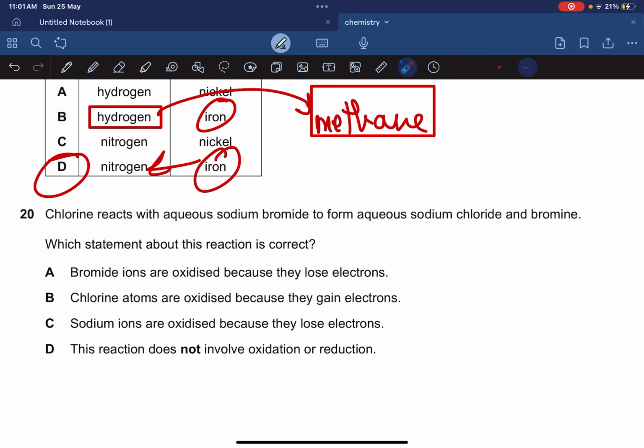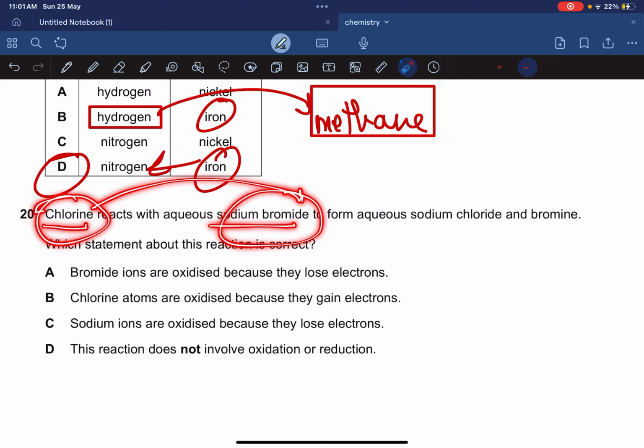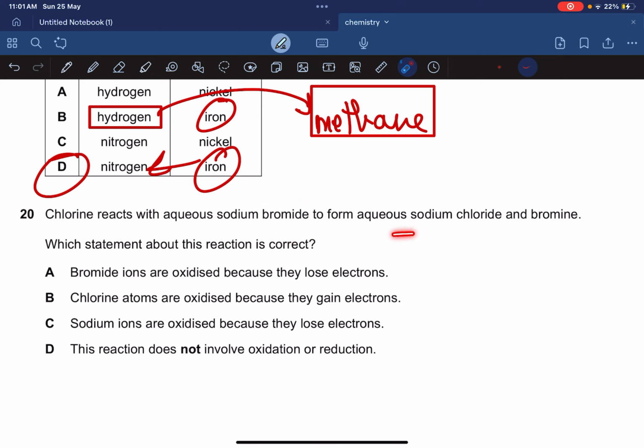Chlorine reacts with aqueous sodium bromide. You have chlorine, you're going to react it with sodium bromide. What's going to happen? Chlorine is more reactive than bromine. So it's going to form sodium chloride, and bromine is going to come out to form an aqueous solution of sodium chloride and bromine, a simple displacement reaction.